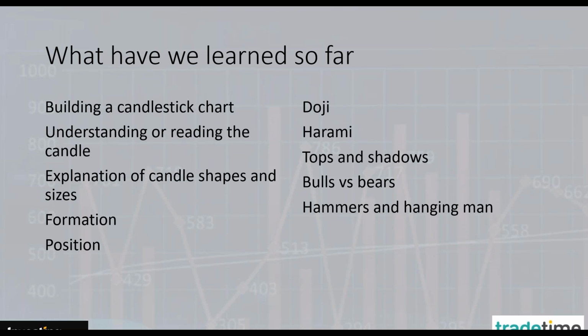So we've talked about what? Building a candlestick chart, understanding and reading a candlestick, explanation of the shape and size, the formation of a candle, the position. We've talked about dojis and haramis, tops and shadows, bulls versus the bears, hammers and hanging men. That's a lot already. And to be honest with you, I don't expect any of you to fully get it. I mean, it takes people years to master this. It takes years to understand candlesticks and to be able to actually trade them. Some people are experts. They can see every pattern. Okay. But understanding them doesn't take that long.